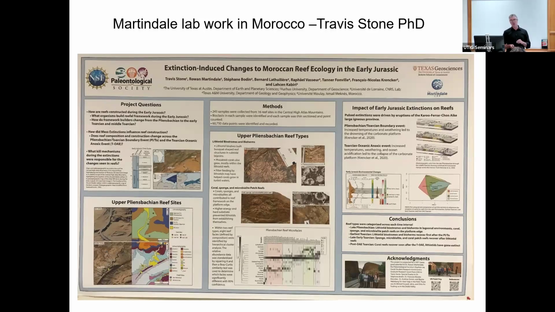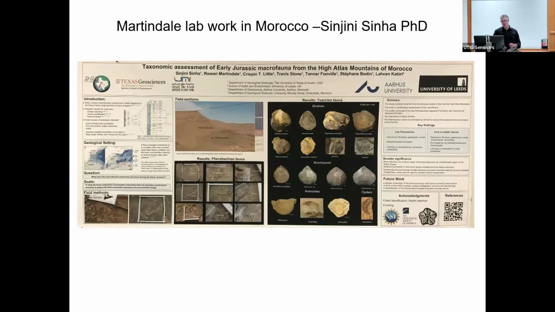And very interestingly, as I understand it, not long after, still within the CIE in Morocco, you start to see coral reefs coming back again. So it's a very interesting record of coral reefs being impacted by different sorts of perturbations during this period of time. And this is another kind of plug as well. This is Singini's poster. Singini's doing a PhD on Moroccan material, but looking at bivalves and brachiopods, and it'll be very interesting to see how that ties in with the coral work being done by Travis and others in the basin.